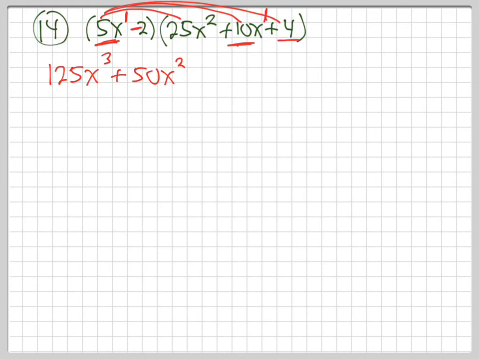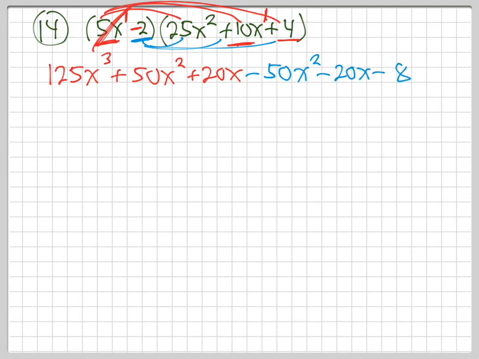And 5x times 4, 20x. Out front numbers multiply, powers add. So the 5x is done. He went to all 3. Now it's the minus 2's turn. He's going to go to all 3. Minus 50x squared, minus 20x, minus 8. We good there? The parentheses are gone.